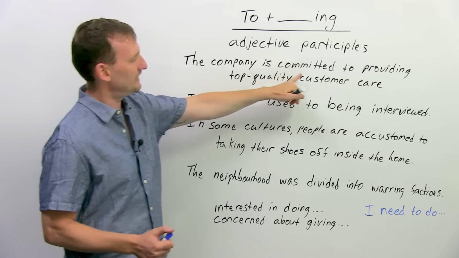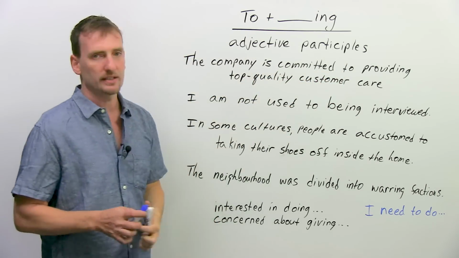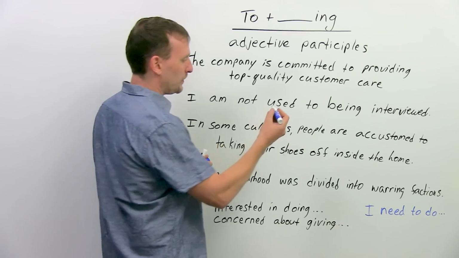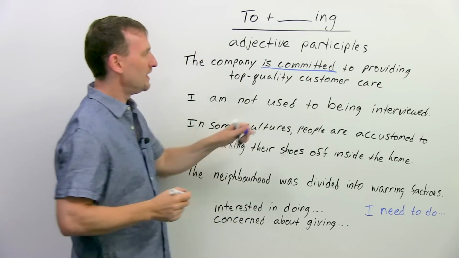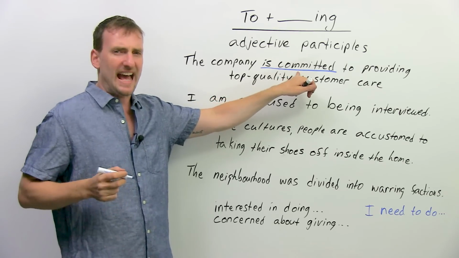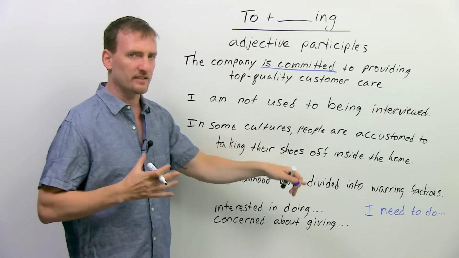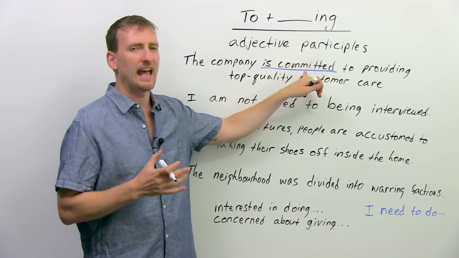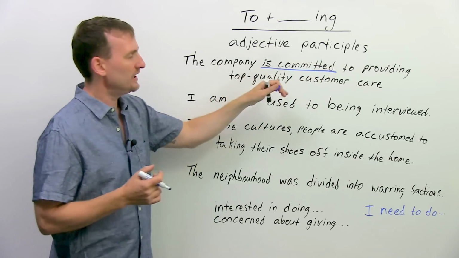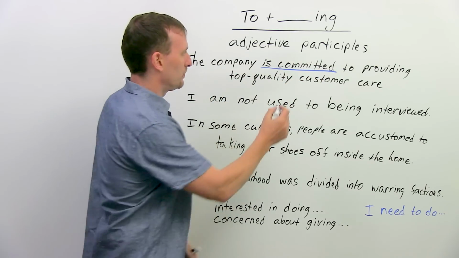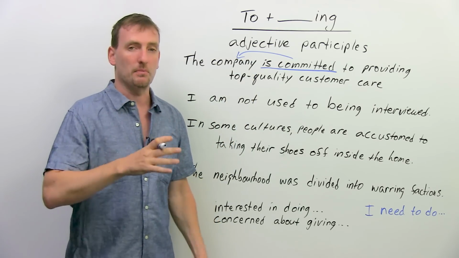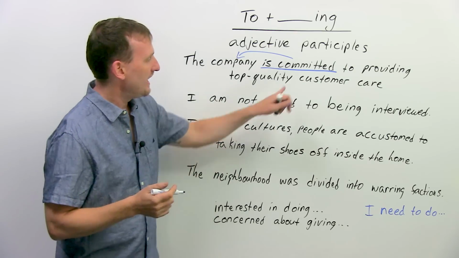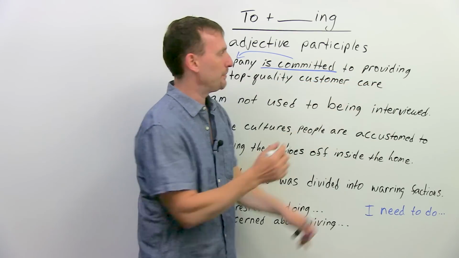The company is committed to providing top quality customer care. So here we have a verb, commit, and we have "is committed to". But here, we're not actually looking at it as a passive verb. We're looking at it as more like an adjective. The company is committed, right? So this is telling you about the company. It's like a subject complement. It's acting like an adjective. And here, this is a complement.